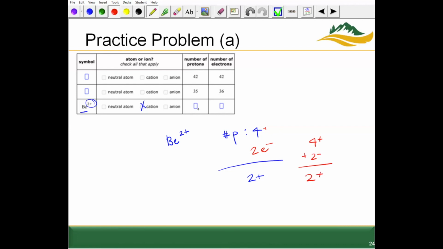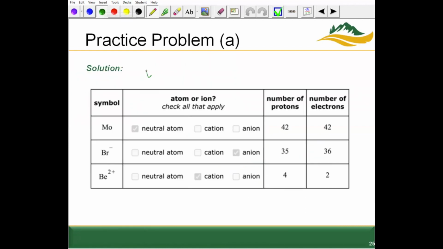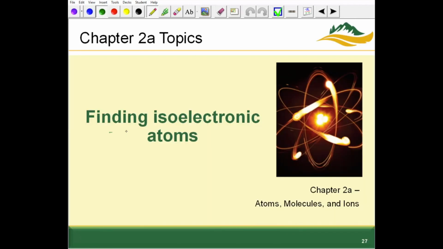So we can fill in 4 protons, but now this only has 2 electrons. Here is the final answer from what we just did. Now we're on to this topic of finding isoelectronic atoms.